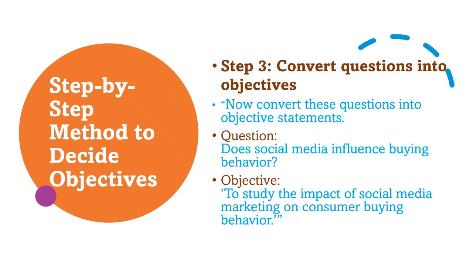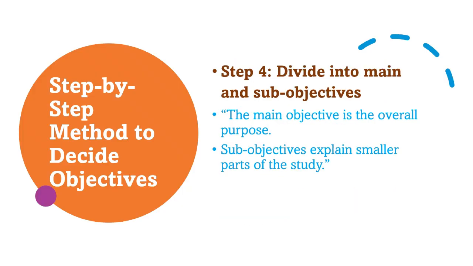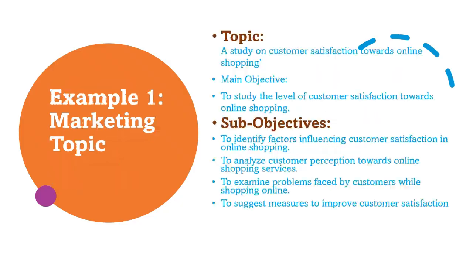Now the third step, convert questions into objectives. First question, does social media influence buying behavior? So objective, to study the impact of social media marketing on consumer buying behavior. Next step, divide into main and sub objectives. If you frame a major or main objective, then divide the other objectives. For example, the main objective is the overall purpose. Sub objectives explain smaller parts of the study.